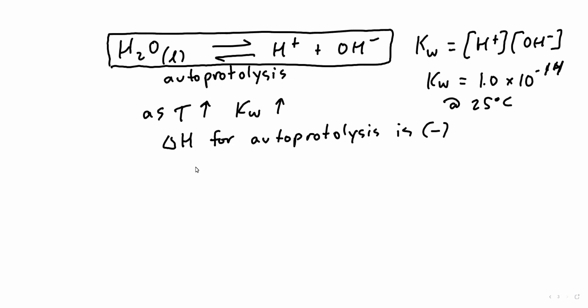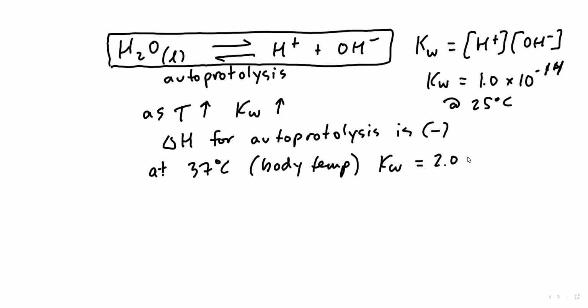In other words, this reaction that we see up here is really an exothermic reaction, and we can discover that by simply looking up the Kw values at different temperatures, and we would see that as temperature goes up, Kw goes up. At 37 degrees C, for example, that's body temperature, Kw is not 1 times 10 to the minus 14th. Kw is about 2 times 10 to the minus 14th. So it's literally twice as big if we just raise the temperature by 12 degrees to body temperature.